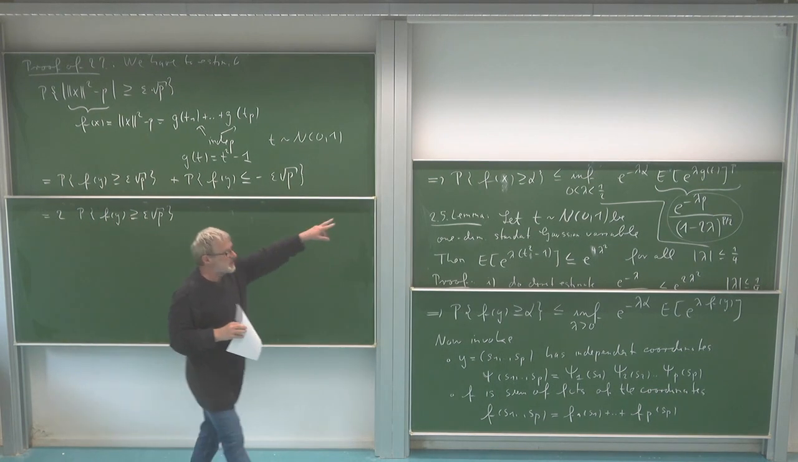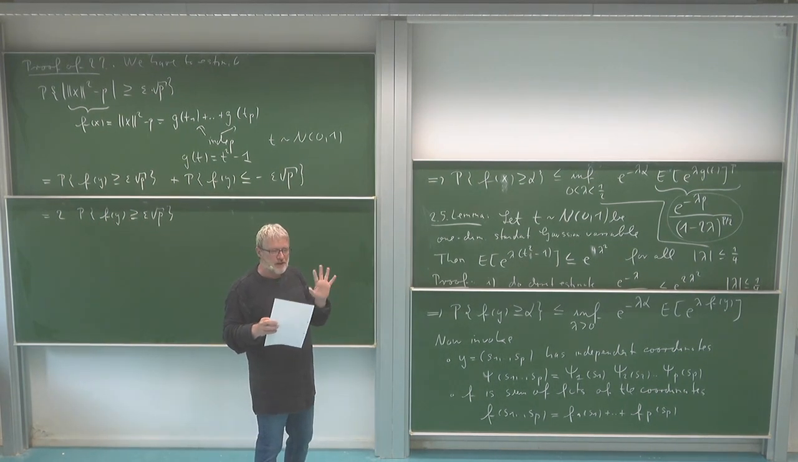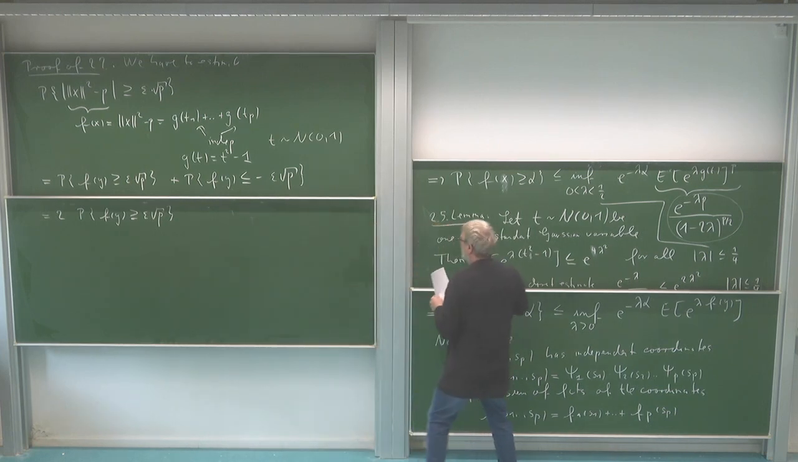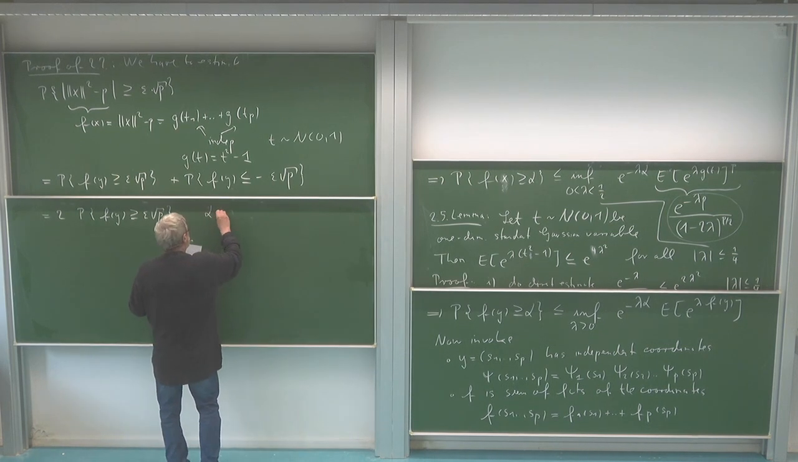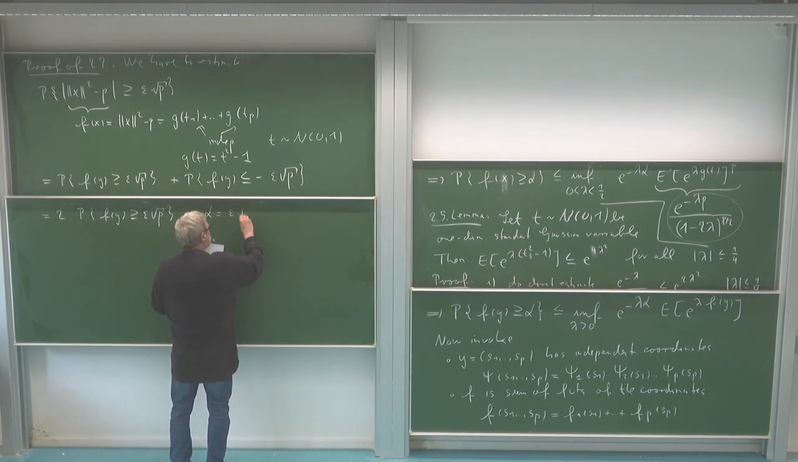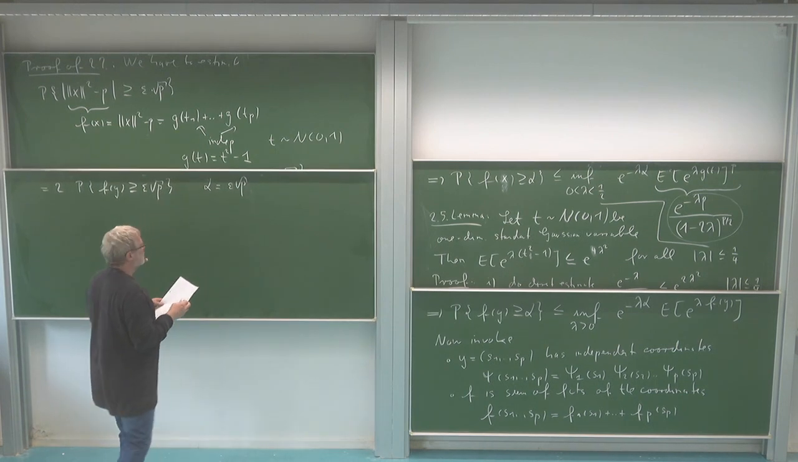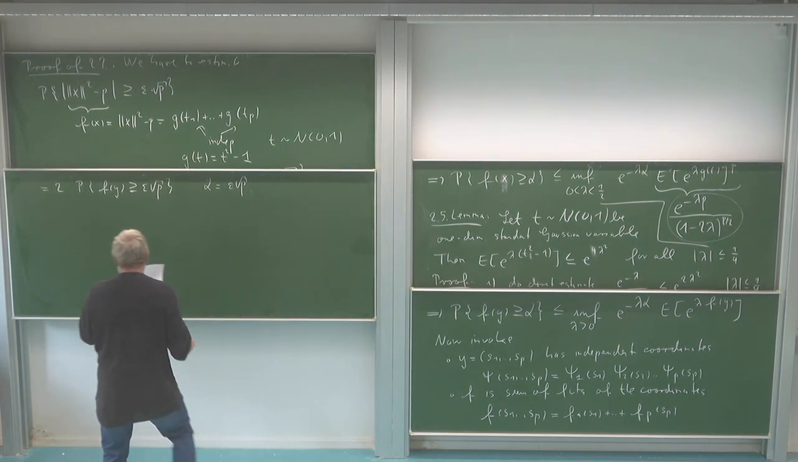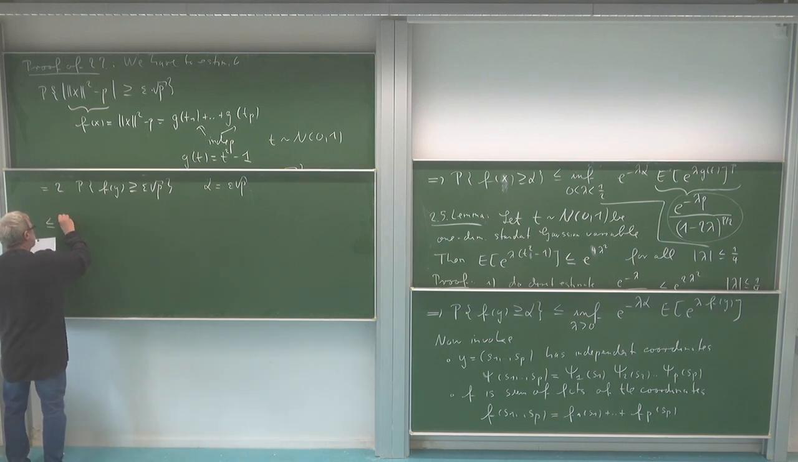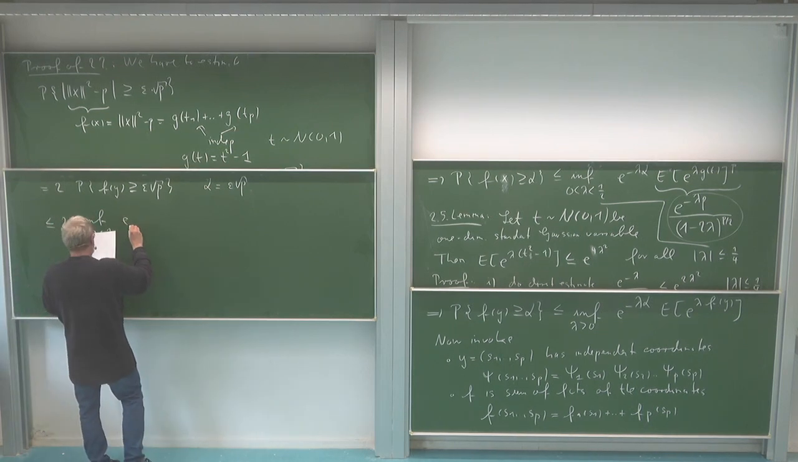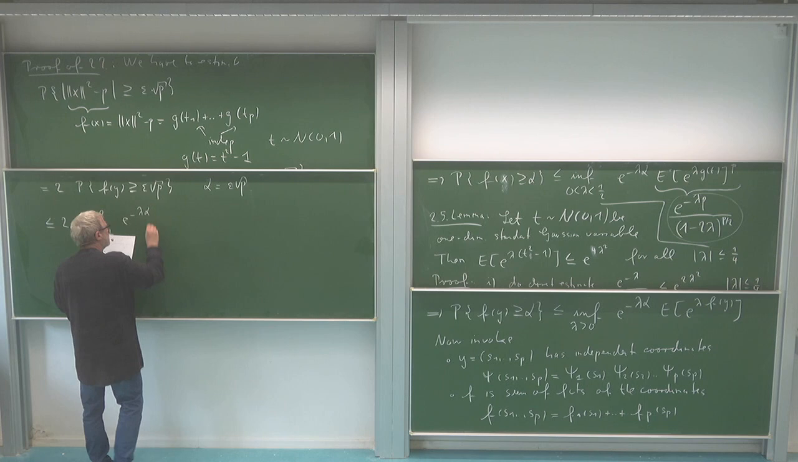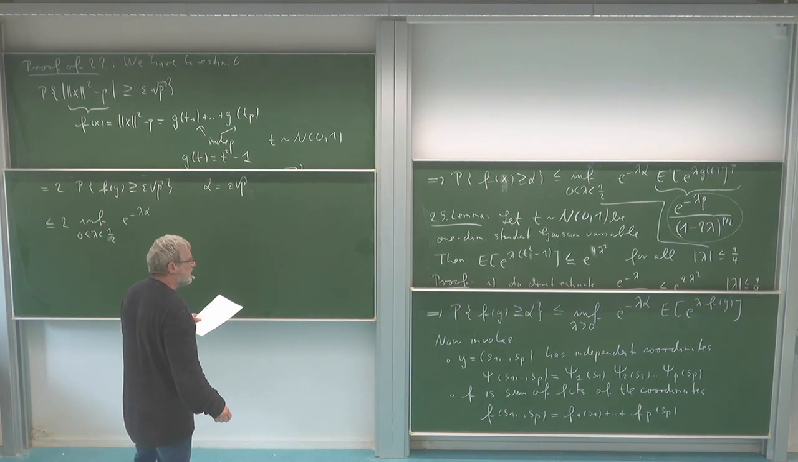And now we are really in the setting which we had before. But before we had no absolute value. And now the alpha is this epsilon times the square root of p. So alpha, let me call this alpha. And then I'm using essentially what I have here. So this is less than, I have this factor 2, and then I have the infimum over lambda, in principle between 0 and 1/2, of e to the minus lambda alpha, and then I have the expectation.